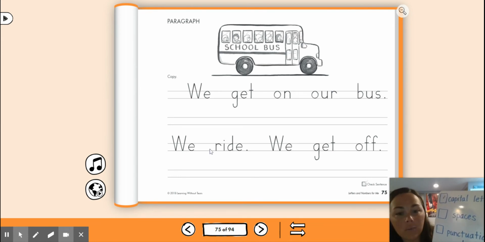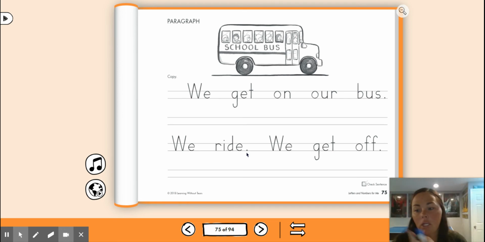Spaces. Do we have a space between here? We sure do. Check. And do we have punctuation at the end? Yes, we have a period. So check there too. So we checked all those boxes so we know it's a good sentence. And then the last sentence here, the sentence says, we get off.